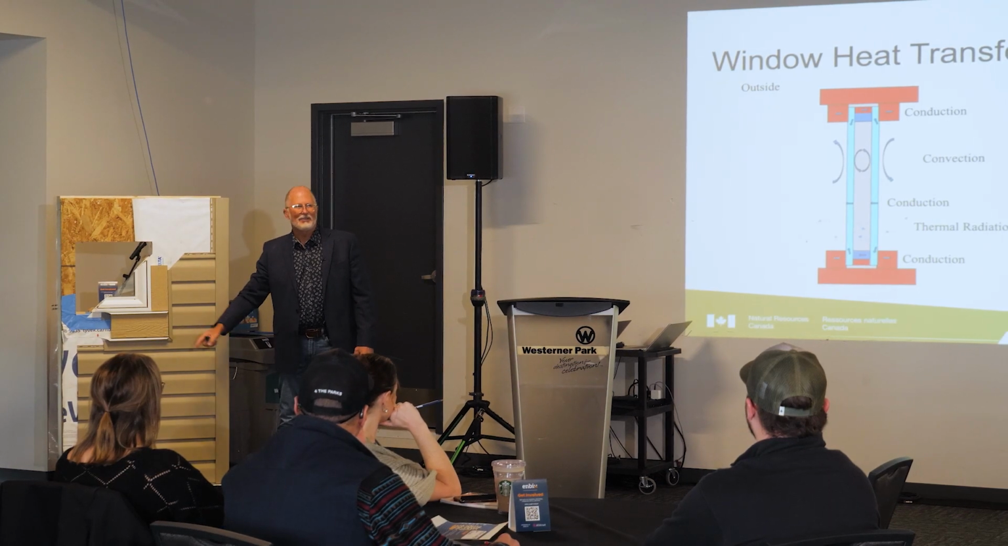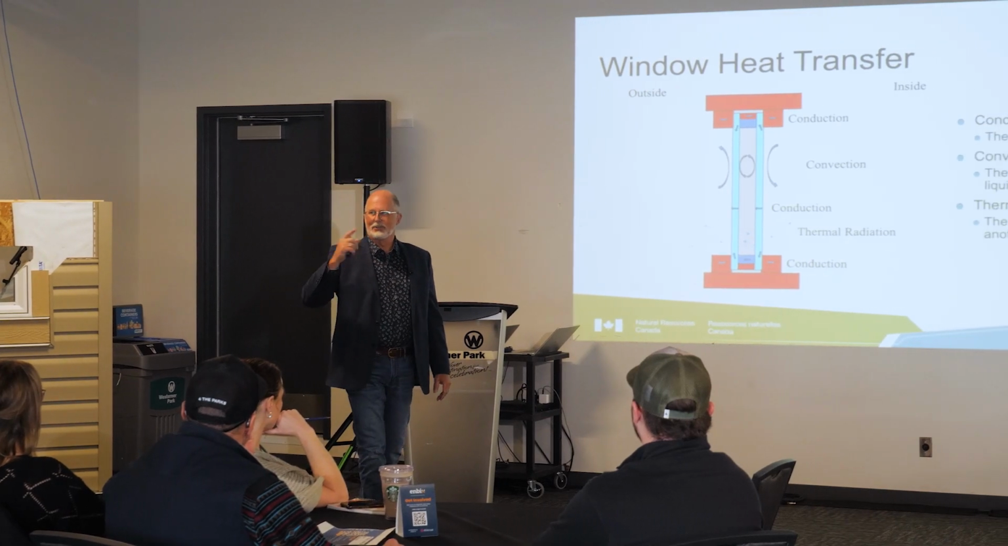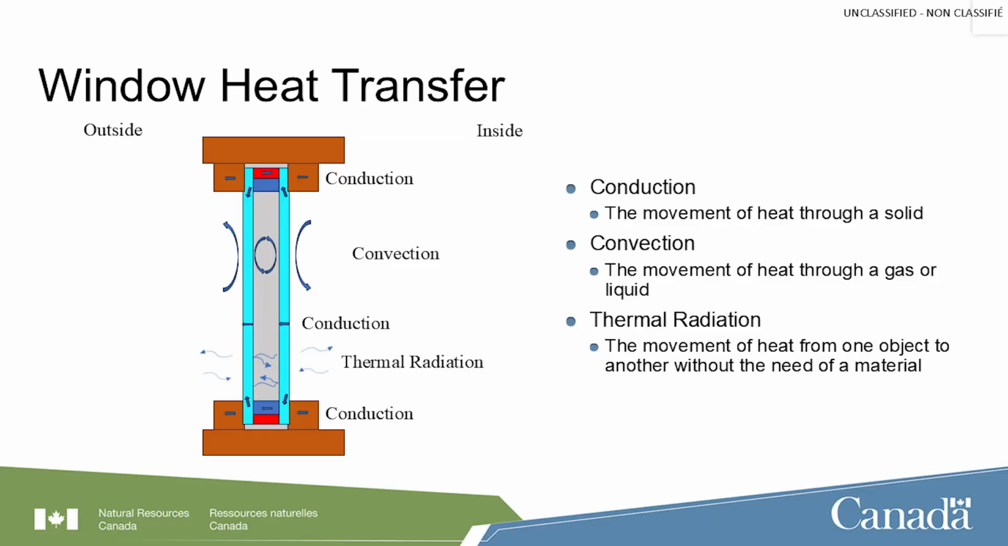It's convection, right? Warm air rises, cold air falls. If you've been in Alberta long enough and you've been in a Chinook, you know what happens when warm air meets cold air, right? Creates a wind. So we get convection, which moves hot to cold. So how do we reduce convection on a window? And then the first one, conduction.